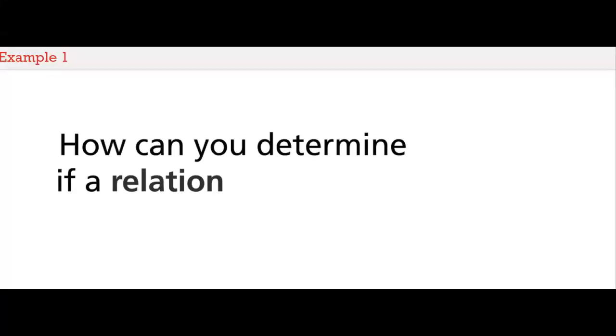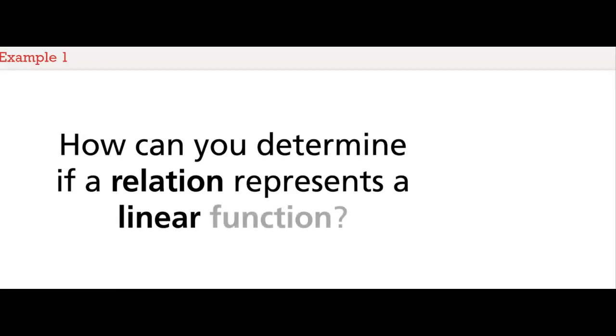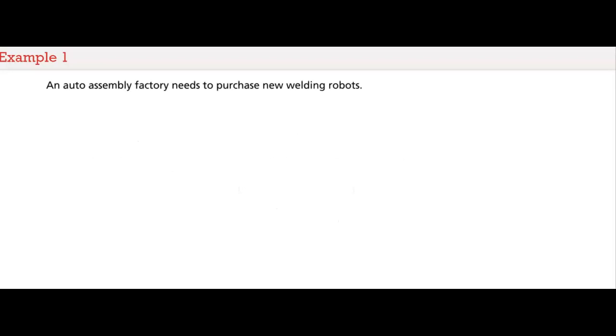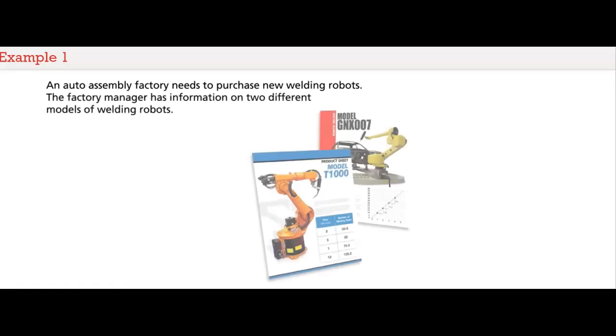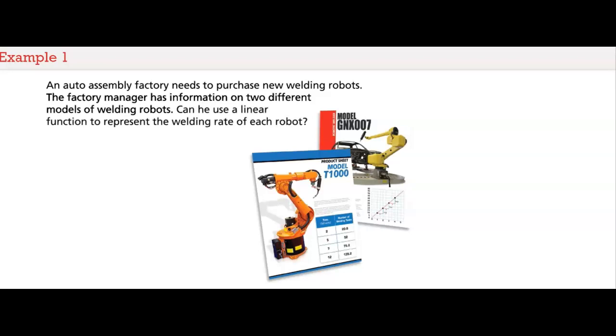How do you determine if a relation represents a linear function? Think about this question during the lesson. An auto assembly factory needs to purchase new welding robots. The factory manager has information on 2 different models of welding robots. Can he use a linear function to represent the welding rate of each robot?